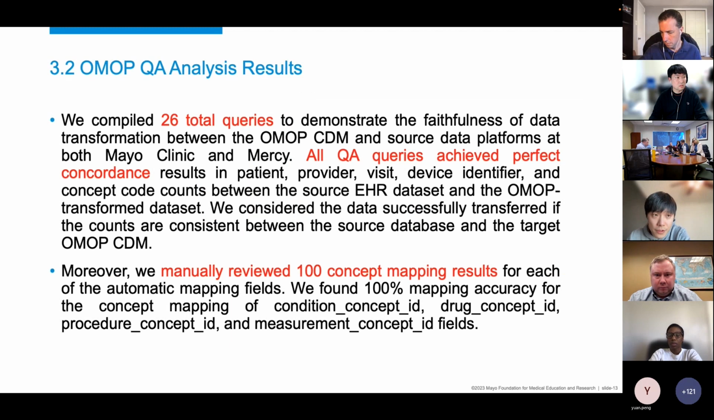Regarding the QA analysis results, we compiled 26 queries to demonstrate the faithfulness of data transformation between OMOP CDM and source data platforms. All QA queries achieved perfect results. We consider the data successfully transferred if the counts are consistent between the source database and the target OMOP CDM. Moreover, we manually reviewed 100 concept mapping results for each of the automatic mapping fields. We found 100% accuracy for the concept mapping of the following fields.